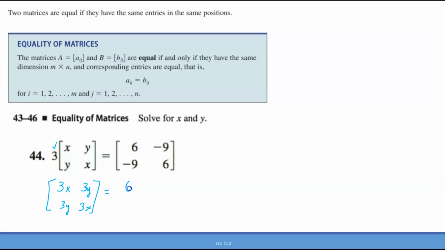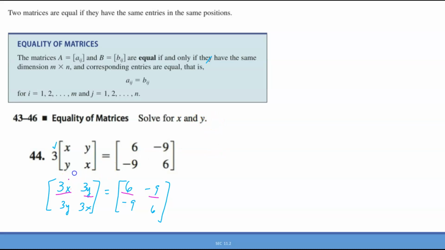Now, for these two to be equal, we come back to our definition, which is they are equal if and only if they have the same dimension. They're both 3 by 3, and corresponding entries are equal. So let's look at corresponding entries. This 3x is going to equal 6. This 3y is going to equal -9. Again, this 3y is -9, this 3x is 6, and so here's how we can solve for x and y.